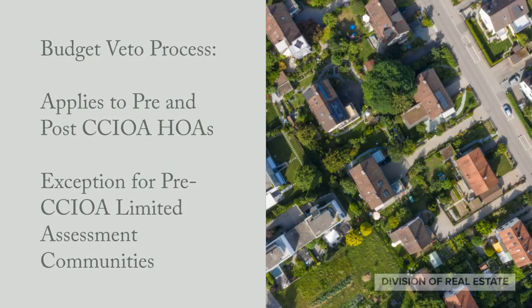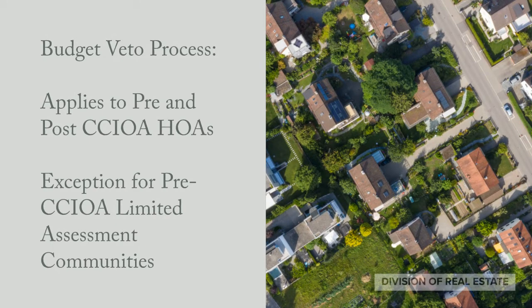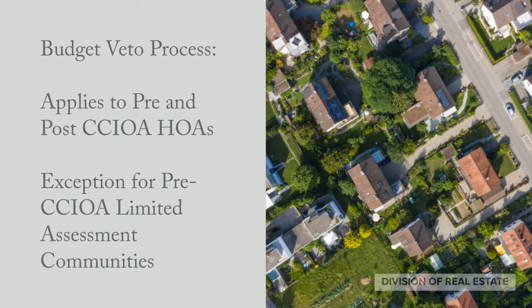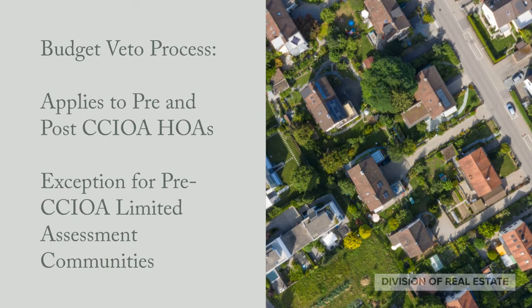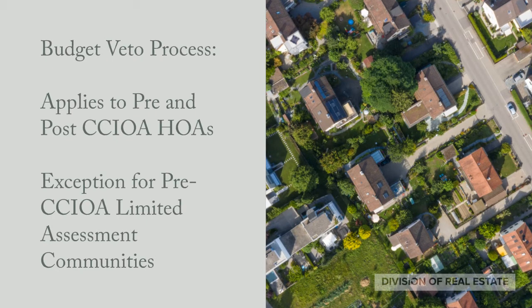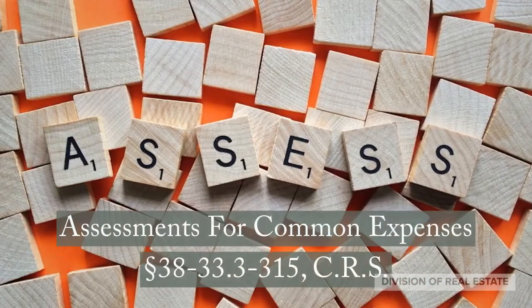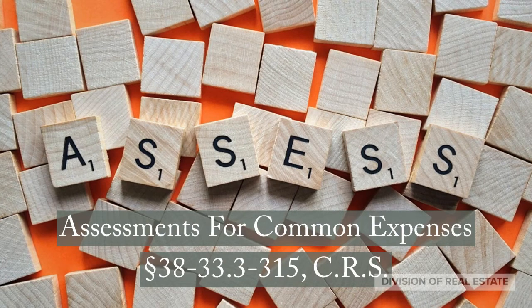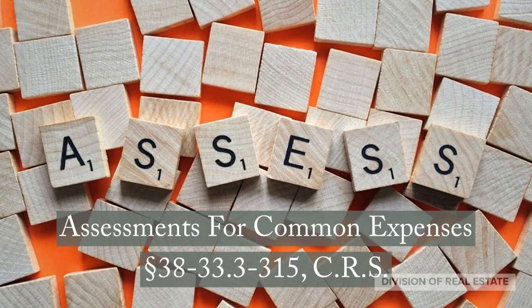The budget veto process applies to all pre- or post-July 1, 1992 HOAs. There is an exception to the budget process for the pre-CCIOA associations, where its declaration sets a maximum assessment amount or limits the increase in an annual budget to a specific amount, and the proposed budget by the board does not exceed that maximum or limit. The board is still required to send out notices and set a ratification meeting, however, even though no veto power will exist. Assessments for common expenses can be found in Section 38-33.3-315 of the Colorado Revised Statutes.